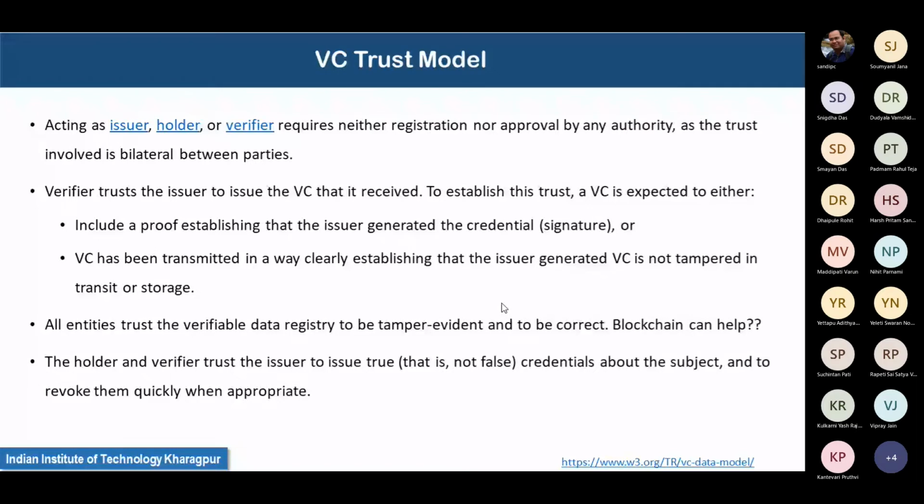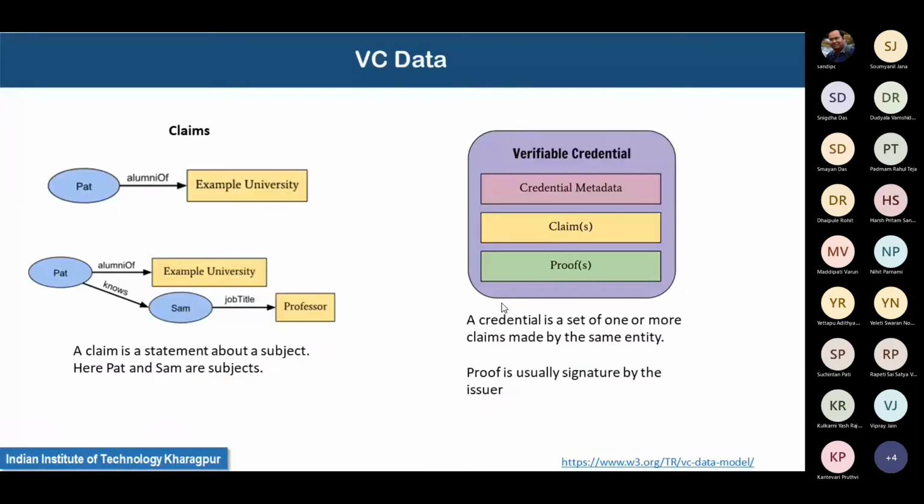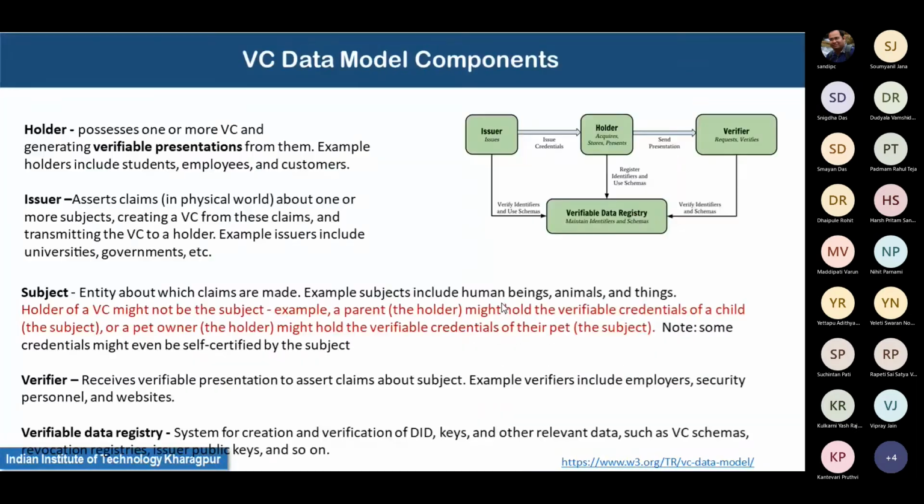the repository itself. And that is what we are showing here, just for linking it back to this diagram: you see that this verifiable data registry maintains the identifiers and schemas. So these identifiers basically refer to the public keys.